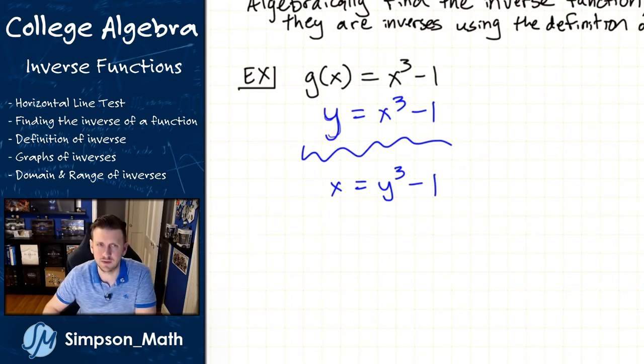That would defeat the purpose. We're not just moving, we're literally just swapping inputs and outputs. Okay, so now let's solve for the y. So I have this negative 1 and this 3 that have to move.